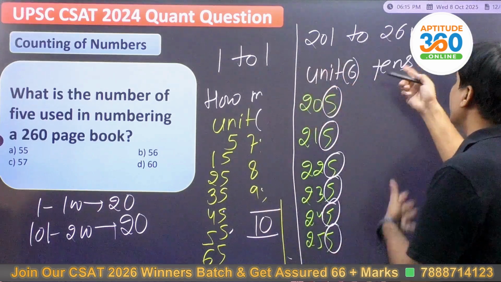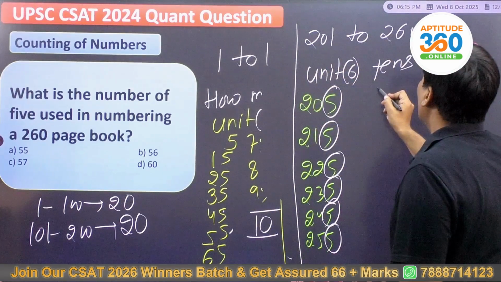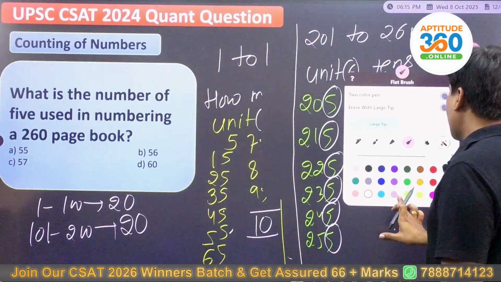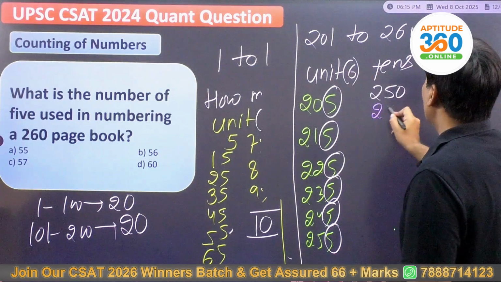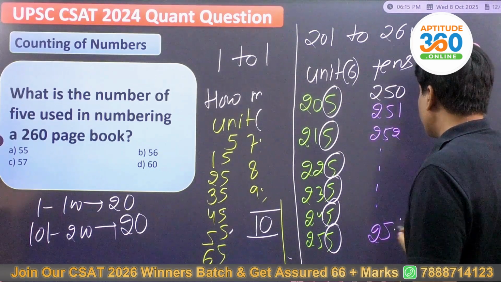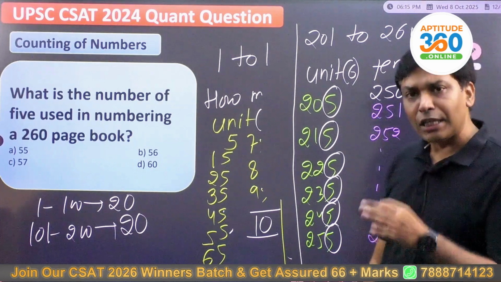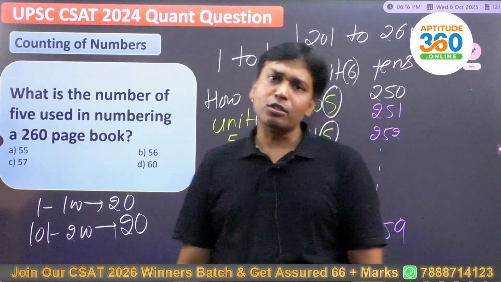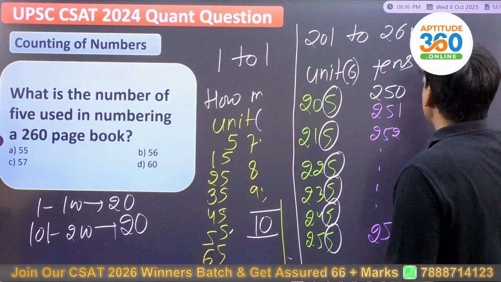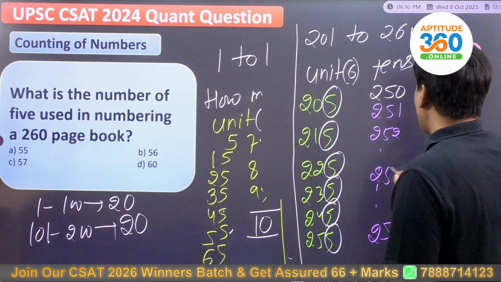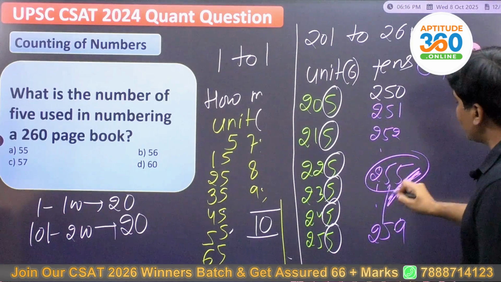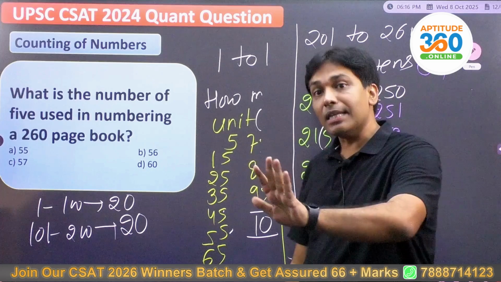How many times is it going to be there at the tens places? For the very first time it is going to be at 250, isn't it? And then 251, 252, so forth and so on, and 259. How many times are you writing 5 at tens places over here? Pretty simple, 10 times. Do we have the clarity? There is one number where you might be confused, which is 255. See, this 5 we have already counted. So we will have to count only the 5 at the tens place, nothing else.